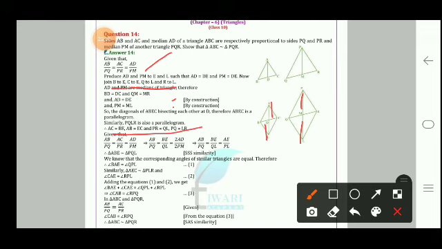Now it is given that AB over PQ is equal to AC over PR is equal to AD over PM. So we can write AB over PQ is equal to BE over QL is equal to twice of AD over twice of PM, which is equal to AE over PL. So it means these two triangles are similar, triangle ABE and triangle PQL.